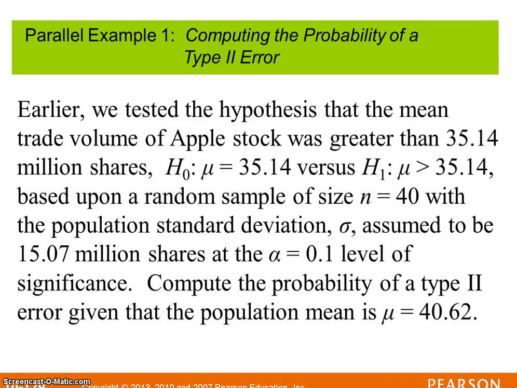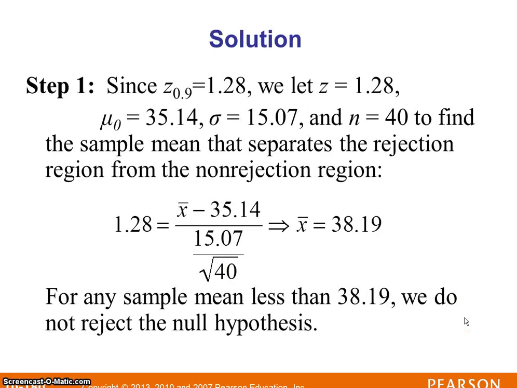So let's look at an example here. We tested the hypothesis that the mean trade volume of Apple stocks was greater than 35.14. So this would be our null and alternative hypothesis. Sample size was 40. Level of significance was 1.3. Standard deviation was 15.07 million. Compute the probability of a type 2 error given that the population mean is 40.62. So throwing all that information into the test statistic, the mean here is 38.19. So for any sample mean less than 38.19, we do not reject the null hypothesis.